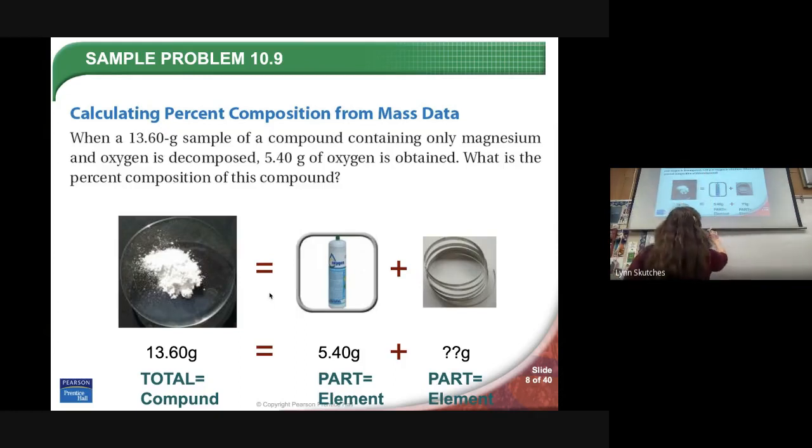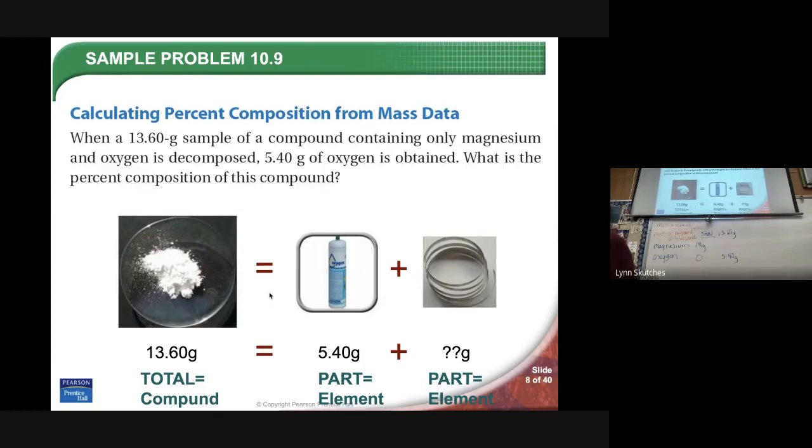The total sample is given to you at 13.60 grams. And they tell you there's 5.40 grams of oxygen. And unfortunately, there's not enough information to solve this problem. If you're going to find the percent composition, you need to know the masses of both of the elements. How are we going to figure that out?